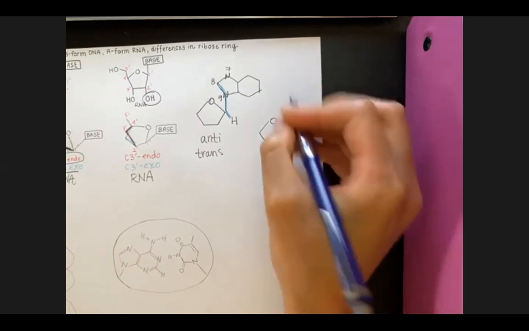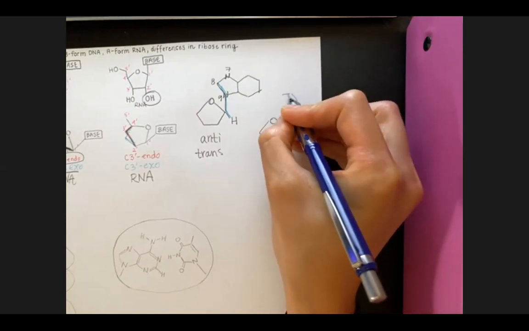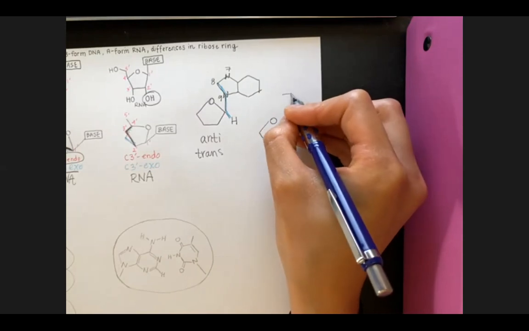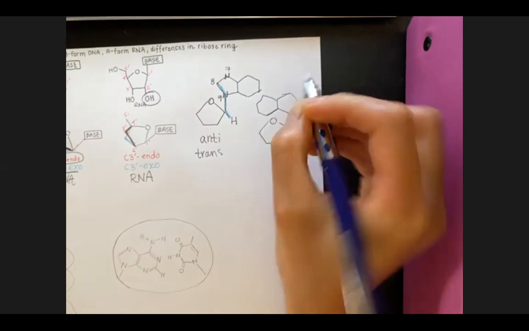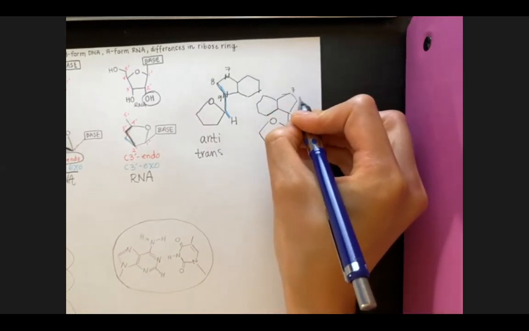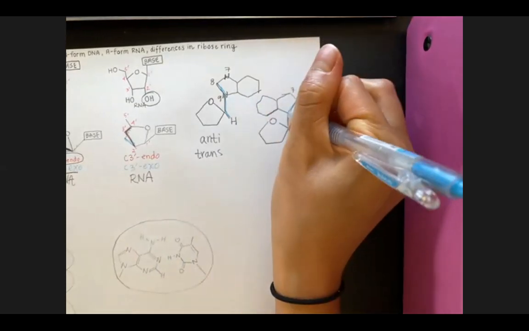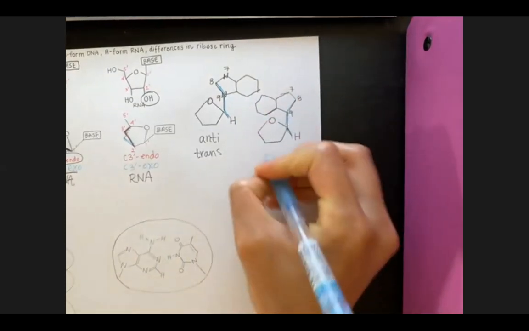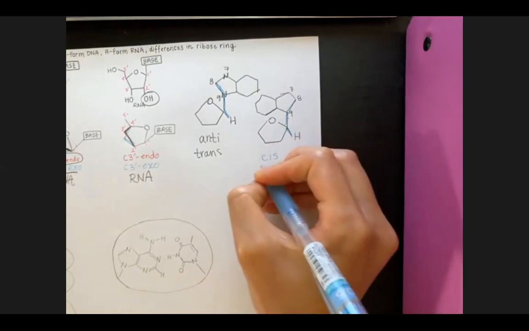And the other form is when you have, okay, I might run out of room here. So here you're going to have 7, 8, 9, and then these are going to be cis. Okay, and then this one is called syn.